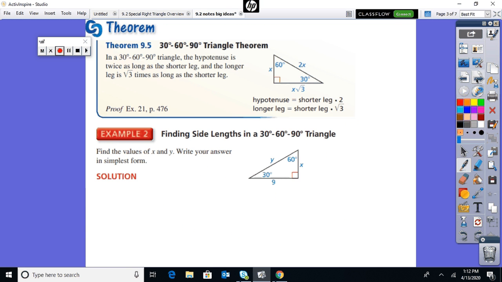All right, now the 30, 60, 90s. Here are our rules we discussed in the other video. The small leg, the 30, gets doubled to be the hypotenuse. And it gets multiplied by the square root of 3.